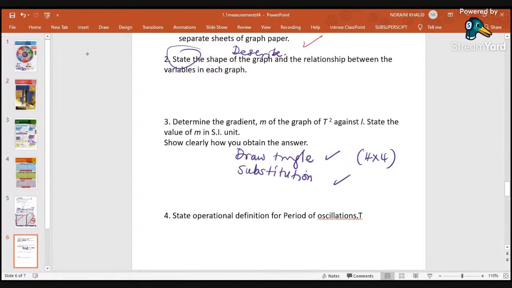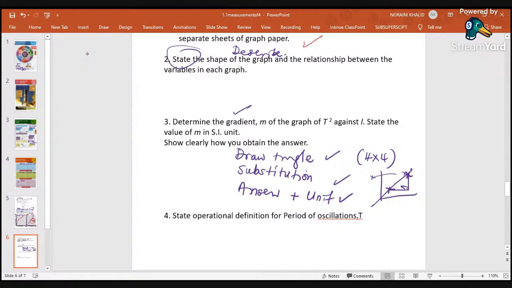Kalau boleh atas graf itu you tandakan point ataupun you tandakan, contohnya graf macam ni, pilih dua point yang you nak buat calculate gradient ataupun lukis triangle below the line. And then answer, final answer mesti ada unit. Ini cara yang betul untuk menentukan gradient atau kecerunan. The correct way to determine the gradient of the graph.